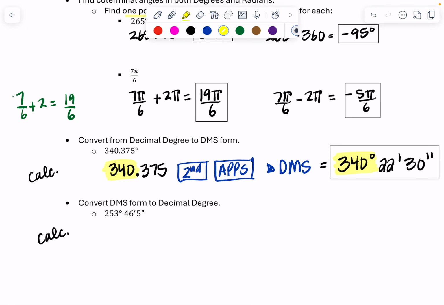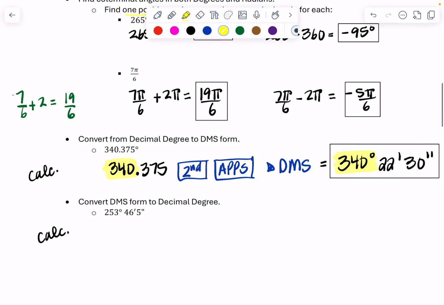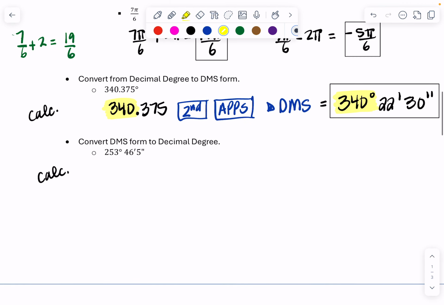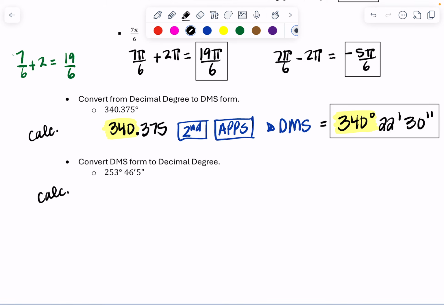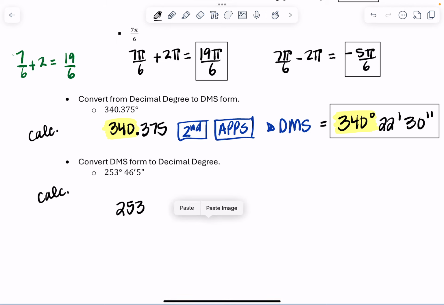All right, so now we're going to go the other direction. It's very similar. It's just calculator use. Problem is these things are kind of not in the same place, which I'm not sure why it just isn't. Okay, so on this one we would put, oops, I'm on highlighter. Okay, 253, and you have to hit the degree symbol.